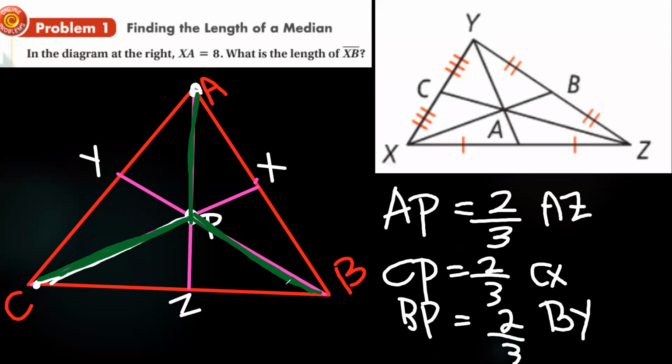Is it clear? Yes, Miss. Now, let's solve problem number 1. Finding the length of a median. Here, as you see, we have a triangle. Its name is X, Y, and Z. We have points C, B, and A. And we have a midpoint. A is a midpoint, sorry. I can say A, B, C, and this is D as an example.